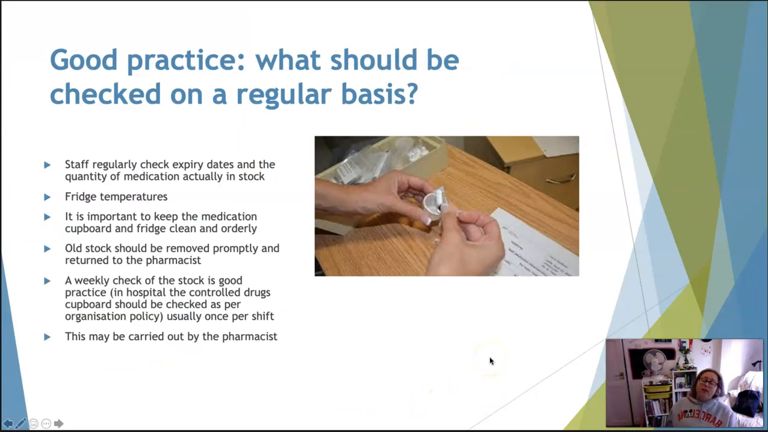It's really good practice when we're thinking about medication management to think about what needs to be checked on a regular basis. As I said, staff should check expiry dates and the quantity of the medication in stock. This might be up to the staff in charge, or it might be up to the pharmacist who visits the hospital setting or the setting that you're in. They need to be checking fridge temperatures, and it's really important to keep the medication cupboard or fridge clean and orderly. Again, we're thinking about infection control and infection prevention.